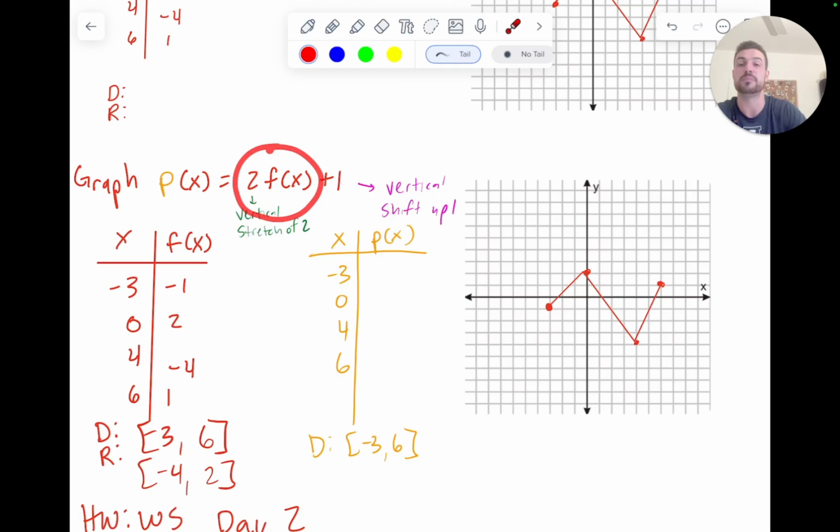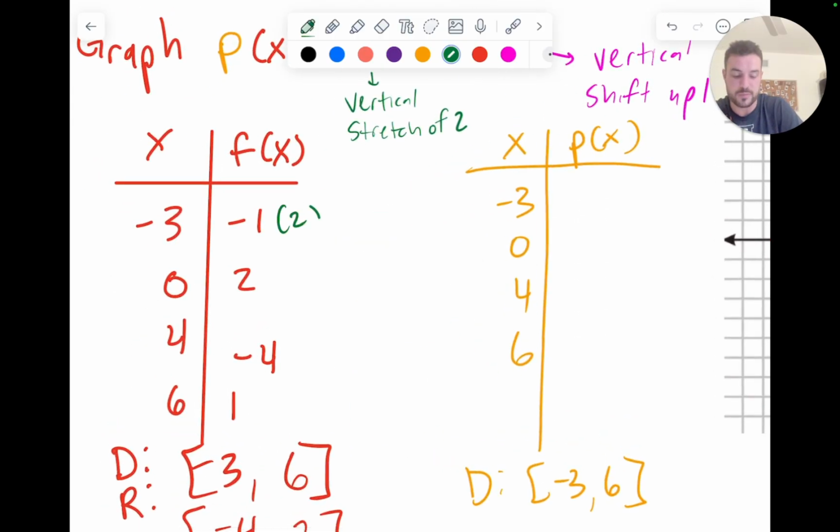This is technically being multiplied. We have multiplication between 2 and f of x, and this is addition. Well, what happens first, multiplication or addition? Hopefully, we all know that that is going to be our multiplication. So I'm going to multiply all of these values by 2. And I get -2, 4, -8, and 2.